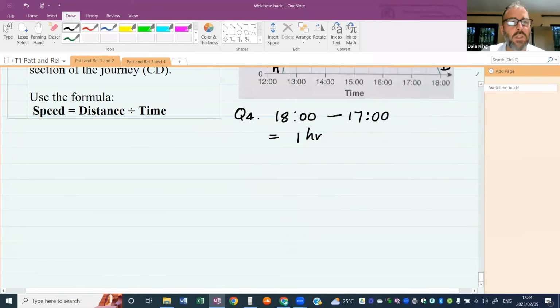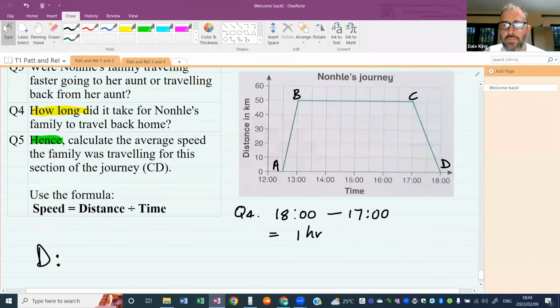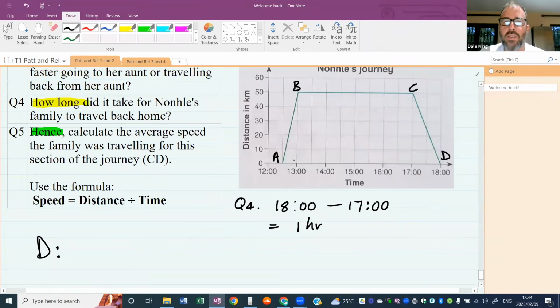So question 5 says calculate speed. You need to work out a distance and divide it by a time. All right. So I'm going to write you a D for distance. Okay. So the distance, what distance did they travel? Well, they said in the question that the aunt's house was 50 kilometers away. So if they were at the aunt's house from section B to C, and at C, they're still at the aunt's house, but we're going to start traveling back now. How far did they travel? It's 50 kilometers away, their aunt's house. So how far did they travel to get back? And they came all the way back. It must be 50 kilometers.